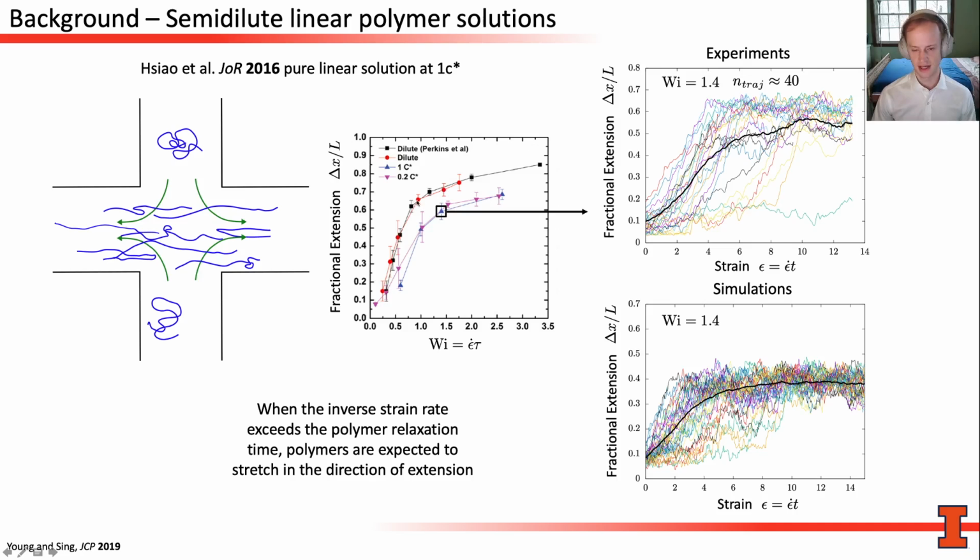So this is the steady state behavior. If we look at the transient behavior for a specific concentration and Weissenberg number, we see that, again, the polymers starting from their equilibrium random walk state stretch out and align in the flow direction. These are experiments up on top, and down below we have the simulation results from BD 1 C star simulations that I've done, which show qualitatively consistent results: the polymers just stretch out and remain stretched for the duration of the applied flow.